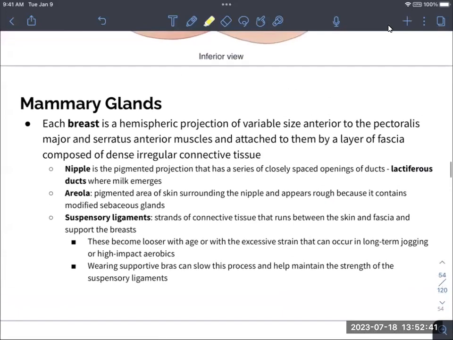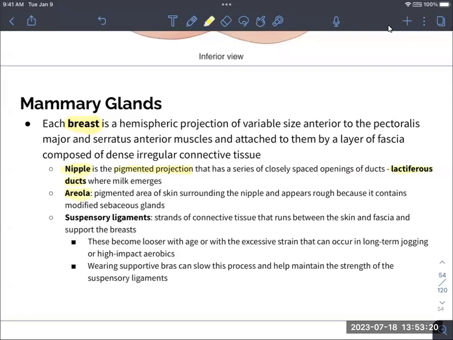Mammary glands. Mammary glands are found in front of the pectoralis major muscle and serratus anterior. And these mammary glands are attached by fascia. Part of these mammary glands, we have that nipple. That nipple is the pigmented portion. It has the openings to the lactiferous ducts, and this is where milk comes out.